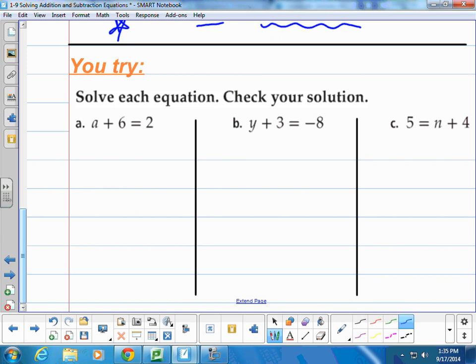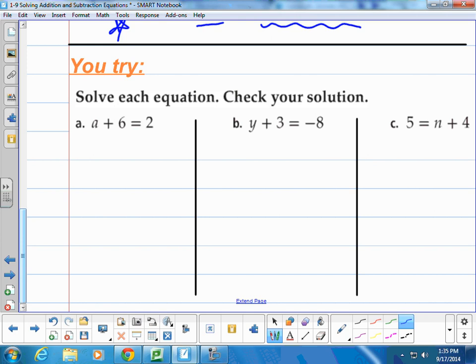So I have a number plus 6 equals 2. Maybe A stands for apples. Remember we defined our variables before? A stands for the number of apples I have. I add 6 more to them, and now I only have 2. I'm going to predict that A is going to be negative, since I didn't go up further from 6.